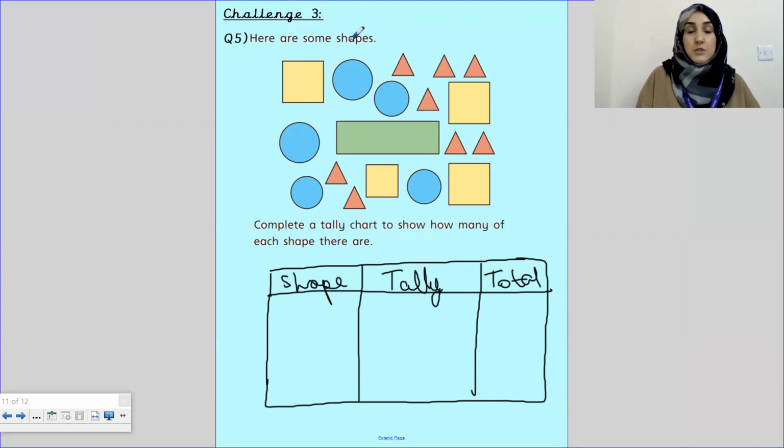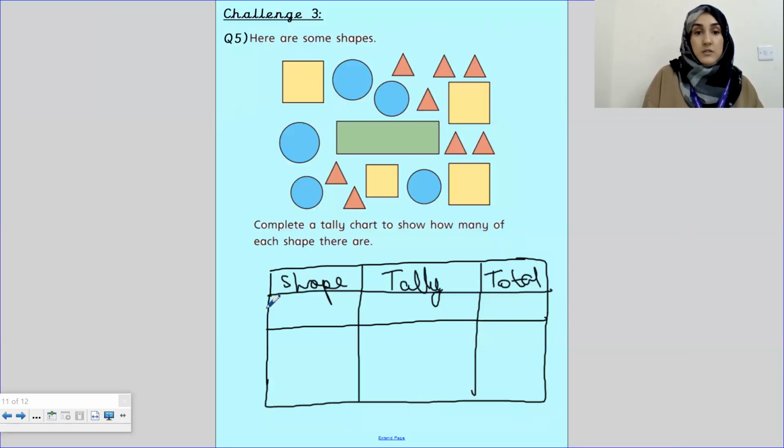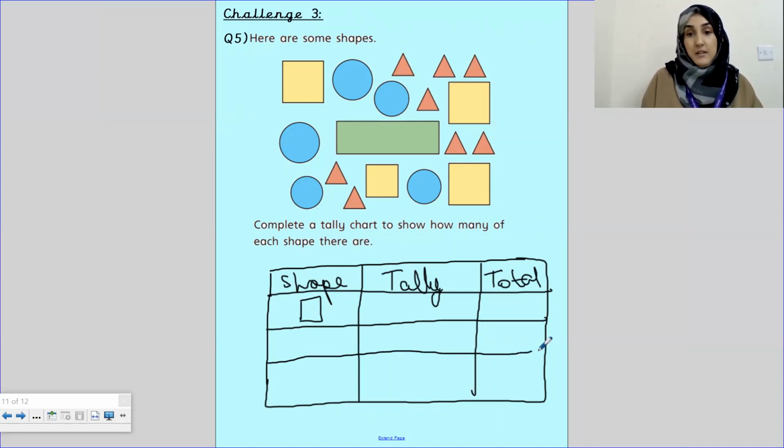Okay, now how many shapes do we have? We have a square. So that's one line for the square. Square. Right, next you can write the name. I'm just drawing it because it's quicker. Right, I have a circle, I have a rectangle and a triangle. Right, now triangle and a rectangle.